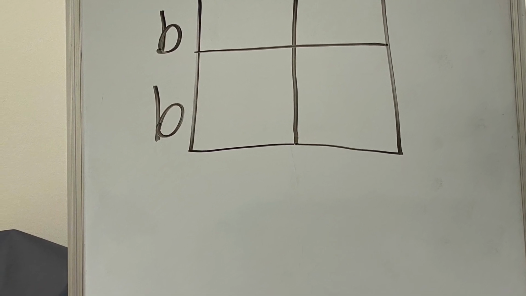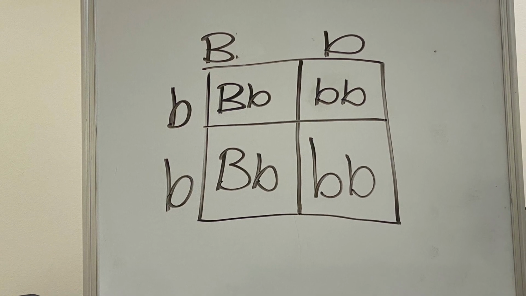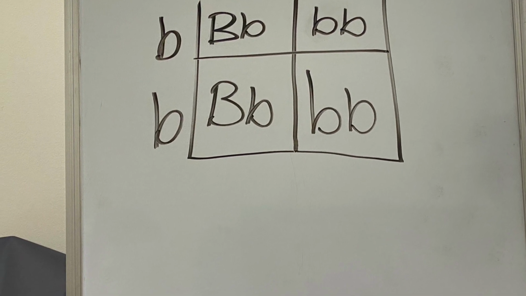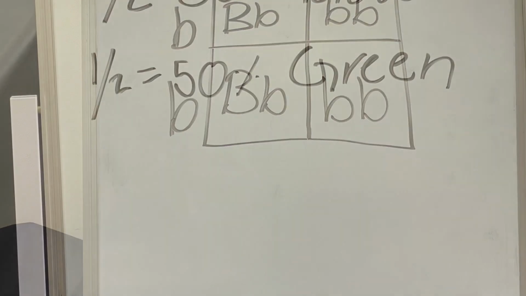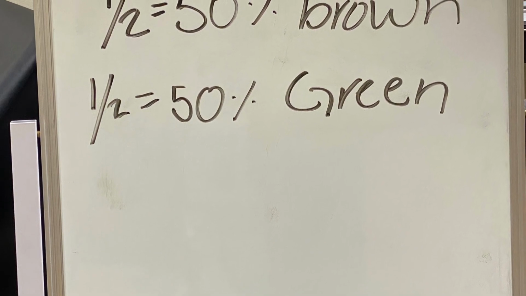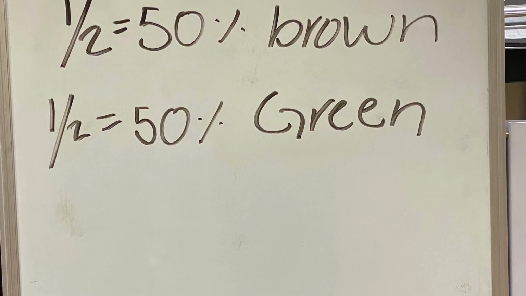Now we will make a Punnett square. First, we will write the dominant trait on the top along with the recessive trait on the side. As you can see from the Punnett square and from the percentages, half of the time it will be green-eyed offspring and the other half will be brown-eyed offspring.